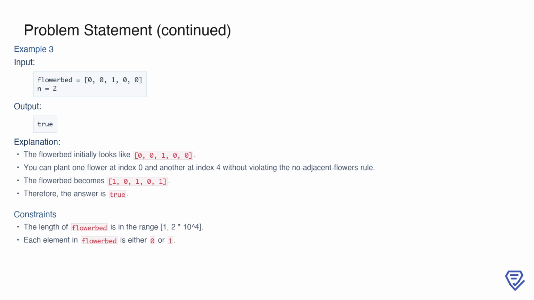Hence, the output in this case would be false. In another scenario, consider the input flowerbed equals [0, 0, 1, 0, 0], and n equals 2. Here, the initial flower bed has 5 plots, with a flower already occupying the third plot. You can plant the first flower at index 0 and the second flower at index 4. This ensures that no two flowers are adjacent, as there is at least one empty plot between any two planted flowers. After planting, the flower bed becomes [1, 0, 1, 0, 1], which satisfies the rule. Therefore, the output is true. This example highlights how careful placement can allow for multiple flowers to be planted even in a constrained flower bed.